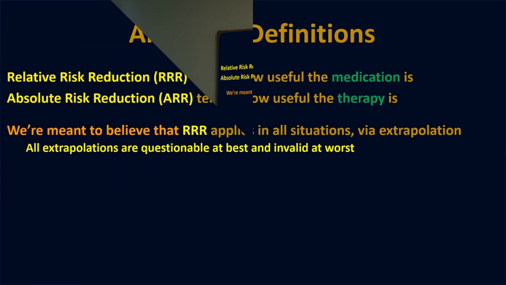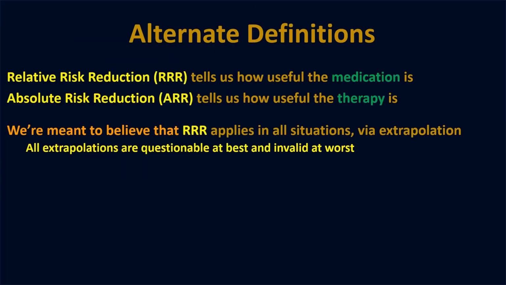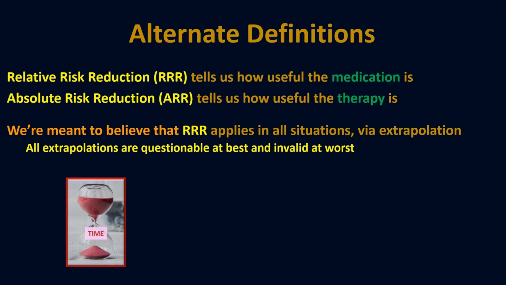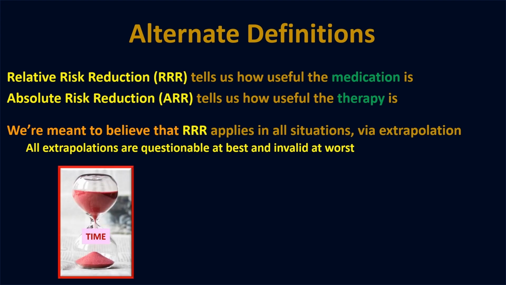We're meant to believe that the relative risk reduction applies in all situations by way of extrapolations. Certainly what they're trying to imply in the Lipitor ad. Extrapolations are at best questionable and at worst just invalid. And we can extrapolate in various different ways. We can extrapolate over time. We can take relative risk reduction that we see from a 3-year study and we can try applying it to a 10-year study. It's not necessarily valid to do that.